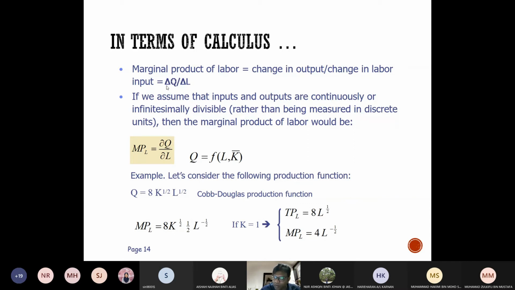It will be like you see the triangle. This triangle indicates change. Always remember whenever you look at the triangle, it means change, perubahan. Perubahan pada Q means the change in the production of Q over the change in the labor.